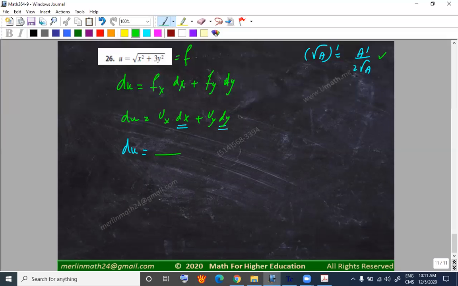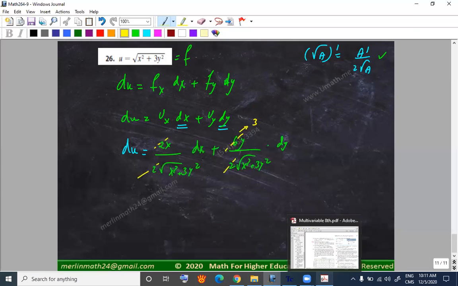Deriving with respect to x, it would be 2x over 2 root itself. Deriving this with respect to y would be 6y over 2 root itself. I am done. Just simplify a little. I mean, just take off the 2's, and 6 over 2 is a 3, and you're done. Any question? That's it. I am done. This is the look of the differential, du. That's it.